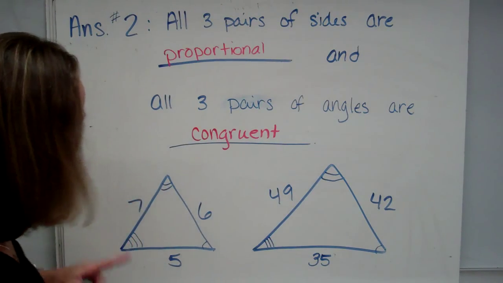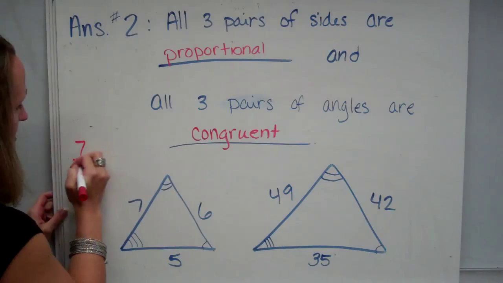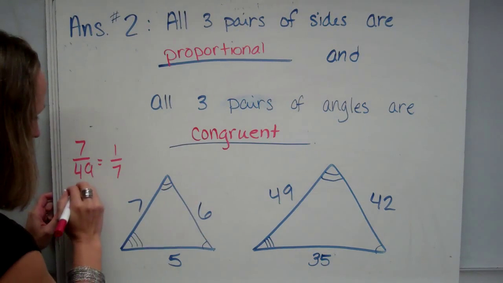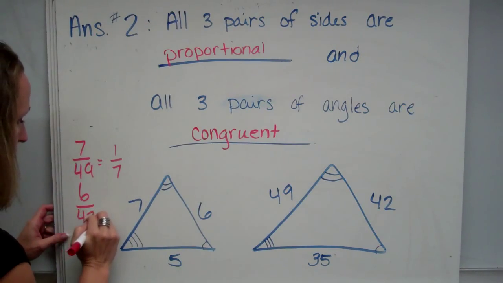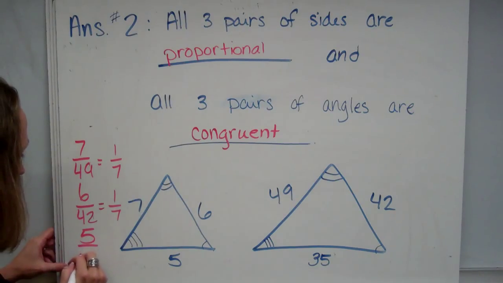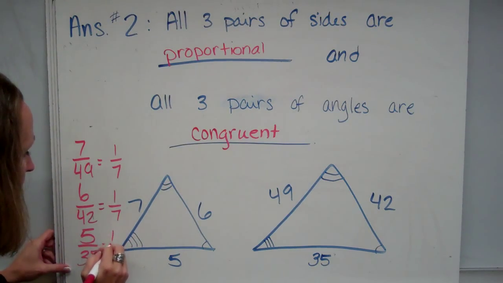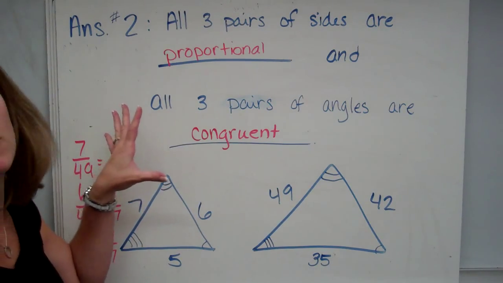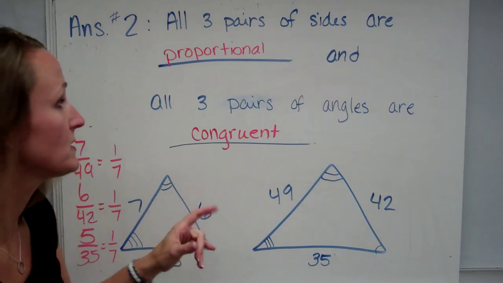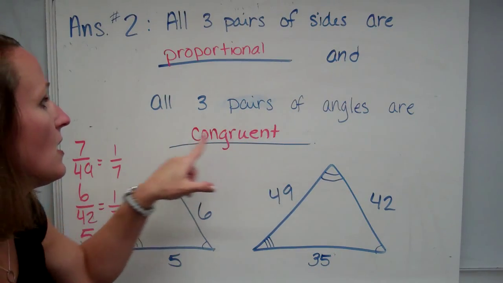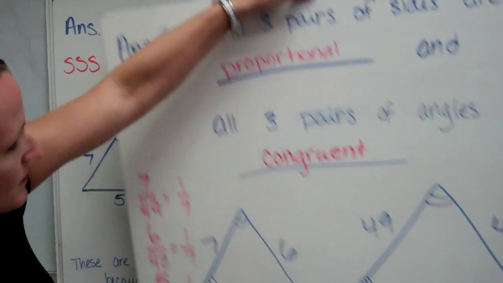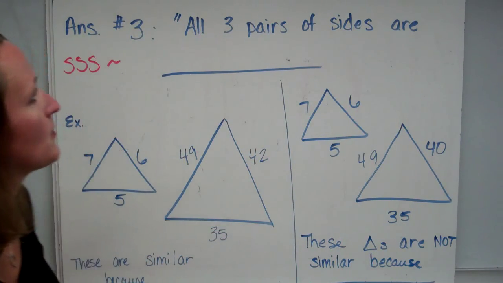And if we checked our proportion, 7/49, we get 1/7. 6/42 is also 1/7. And 5/35, again, 1/7. So we know these 2 triangles are similar because they have 3 pairs of proportional sides and 3 pairs of congruent angles. So let's look at another way.